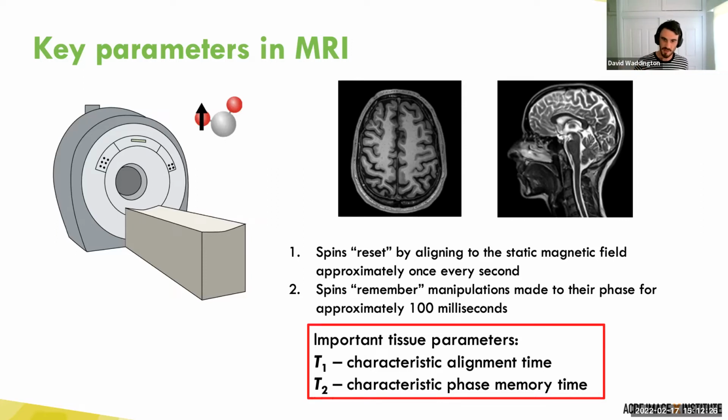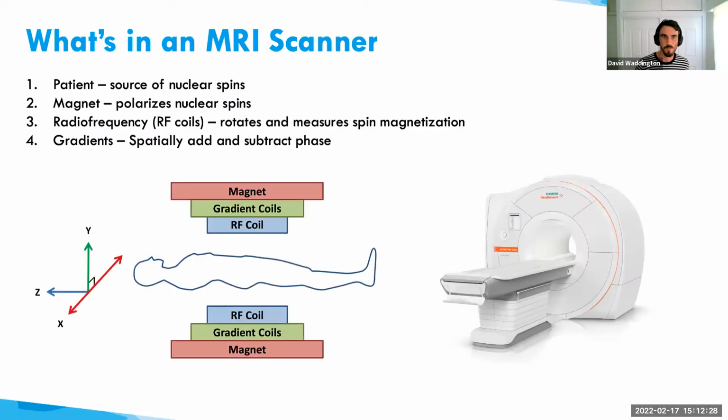So the alignment time and the phase memory time. Okay, so that's kind of everything that's important about the nuclei that are in your body. How does an MRI scanner work? How does it get that information out?